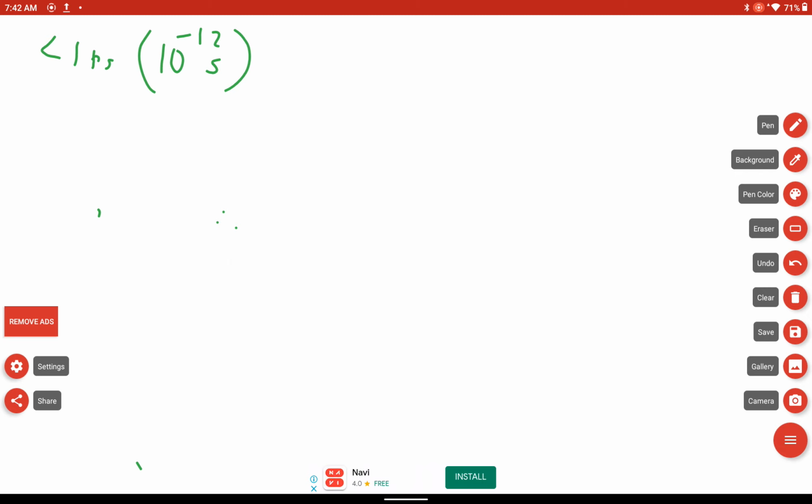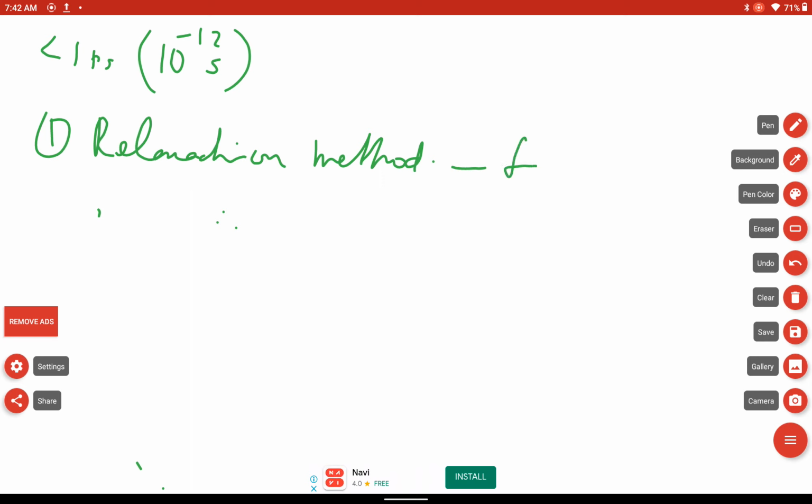One of the methods is the relaxation method. Relaxation methods are methods to examine fast reactions. The first method is the relaxation method. The relaxation method is used to examine fast reactions in solution. What is the method?